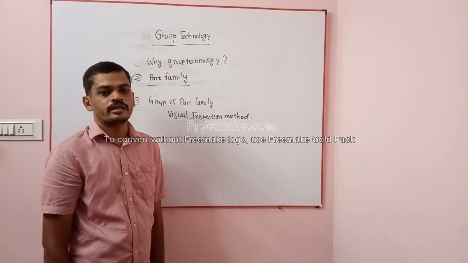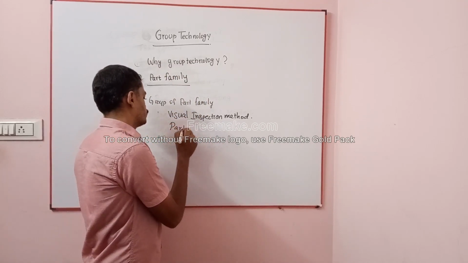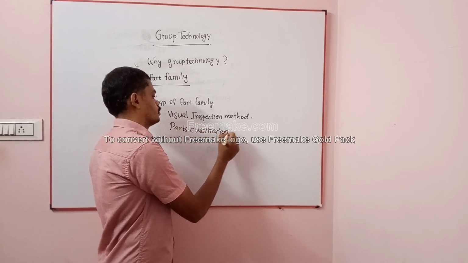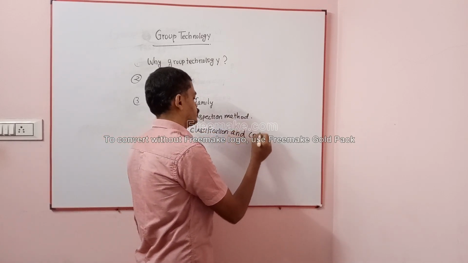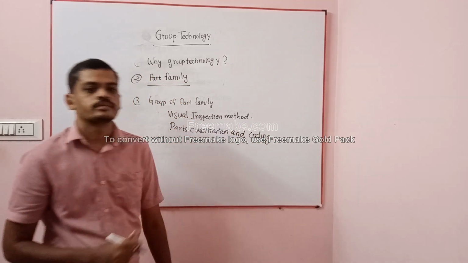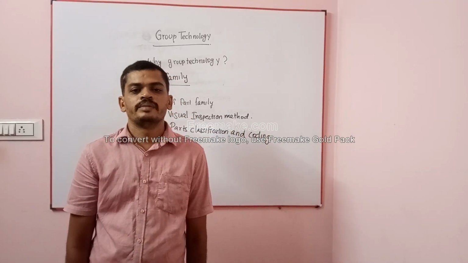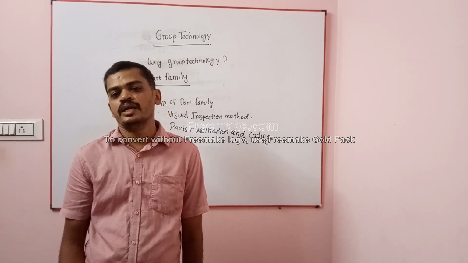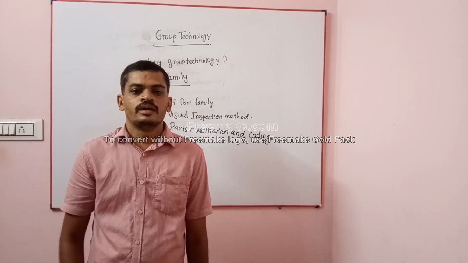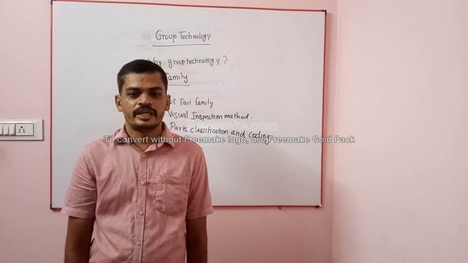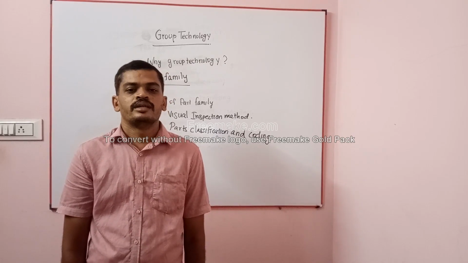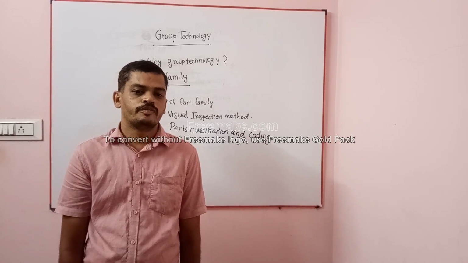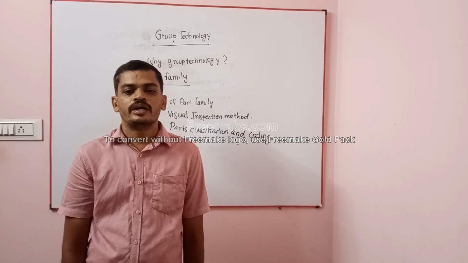Next one is part classification and coding. It has two types. The similarities between the parts are identified in the classification and coding of parts. These similarities are related to the coding system. Design attributes are concerned with the part's characteristics such as geometry, size, and material. Manufacturing attributes consider the sequence of processing steps required to make a part.